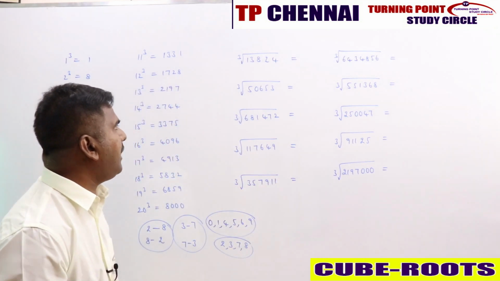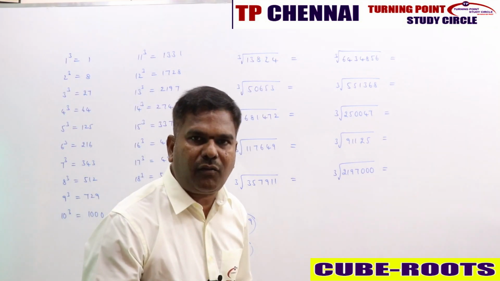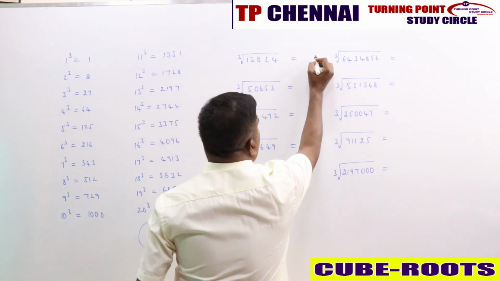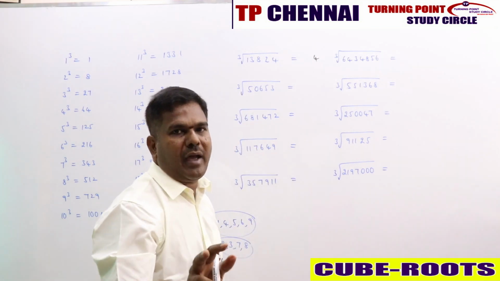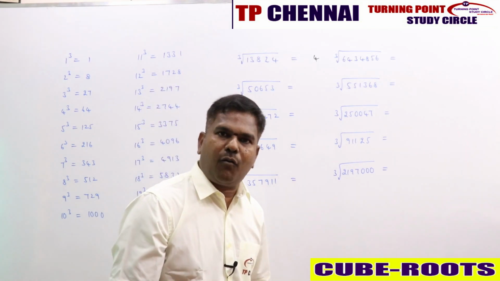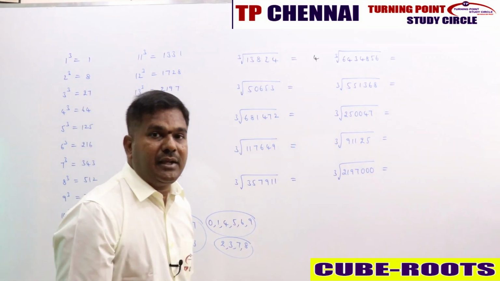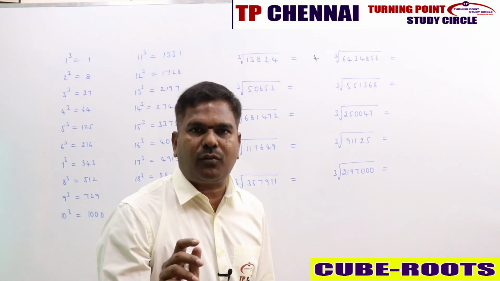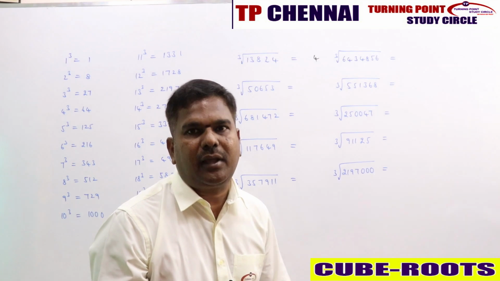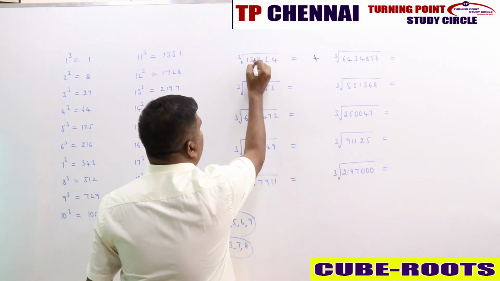Cube root of 13824. The number is ending with a 4, so the cube root also will be ending with 4 only. Just put a 4. We won't be having two values, unlike in square roots. Here you will be getting only one value, a unique answer. Now put a dot after 3 digits. In square roots we put a dot after 2 digits; in cube roots we put a dot after 3 digits.